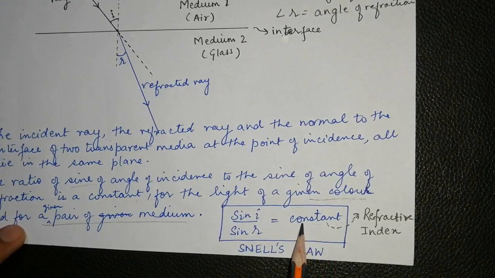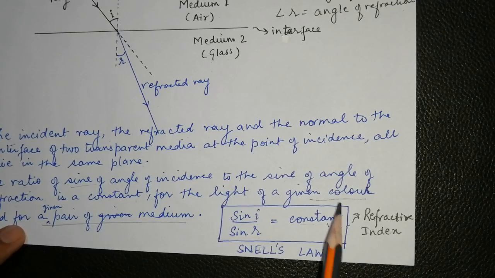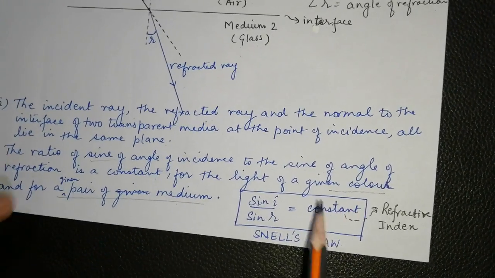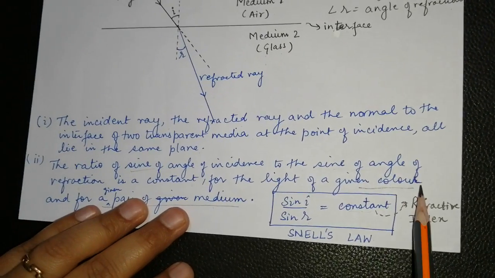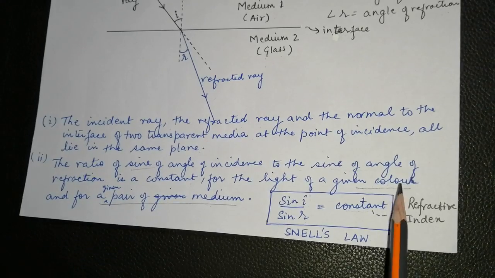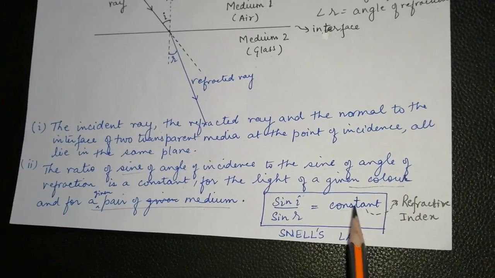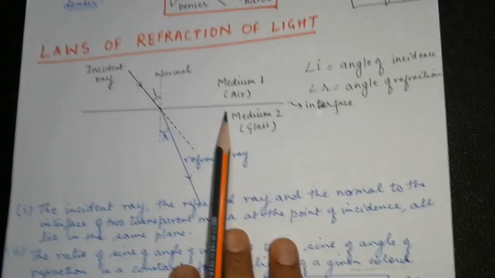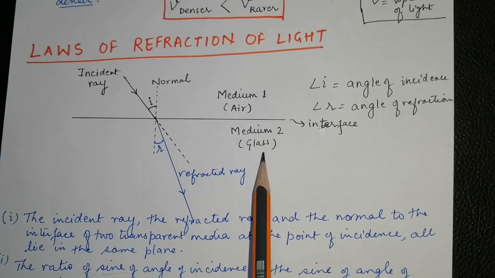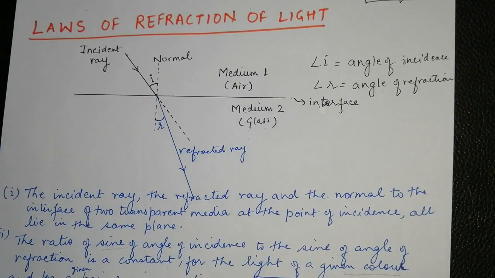Students, please make a note that this constant, that is refractive index, is a constant value for a given color and for a given pair of medium. That is, if we try out an experiment with different color light, then the refractive index value will be different. Suppose if we take red color, the value will be different from that of green color. Similarly, if we change the interfaces, instead of taking air and glass, if we take air and water or water and glass, even then the refractive index value will be different.